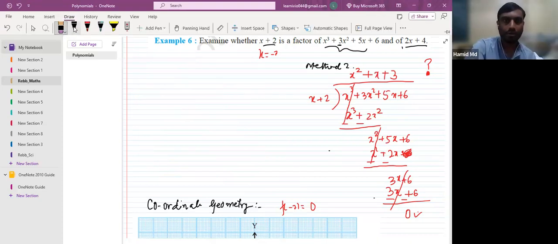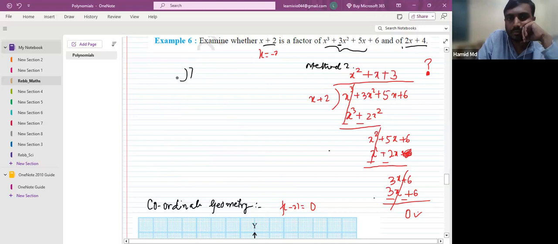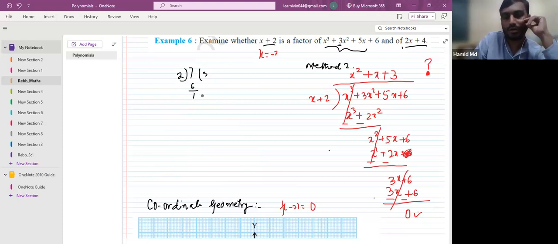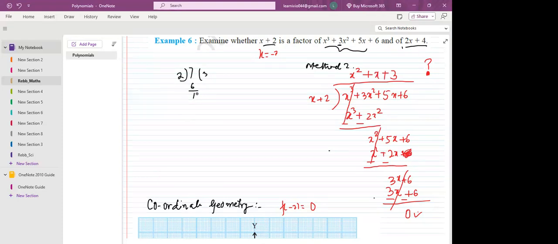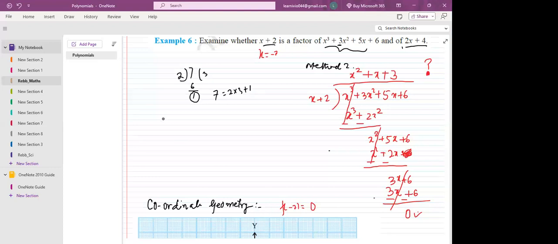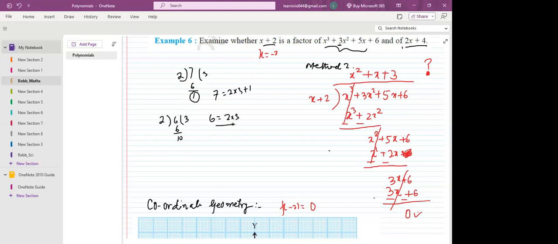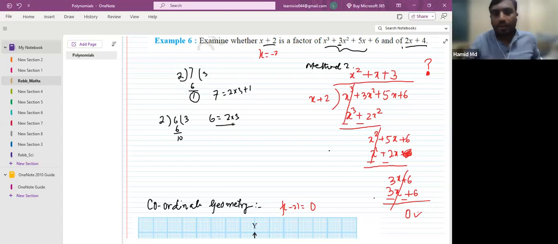we started with an example. We divided the number 7 by 2. We get 3 as the quotient and remainder 1. So here the remainder is 1, and we may write 7 is equal to 2 into 3 plus 1. Clear? Now take another number like 6 and divide it by 2. We get 3 and the remainder is 0. So this time 6 will be written as 2 into 3. So if it is a factor, we get remainder 0.